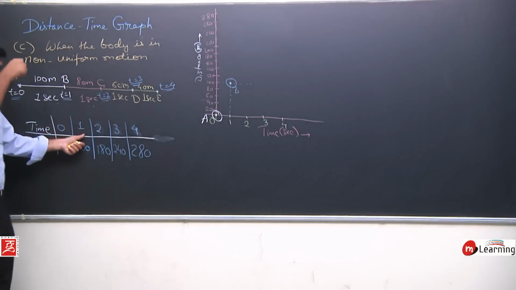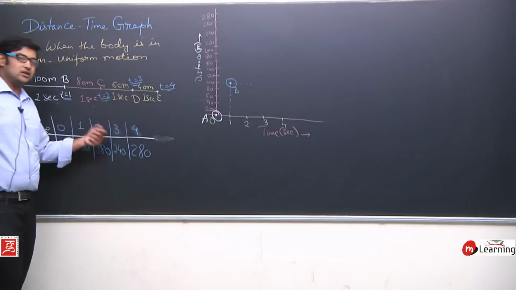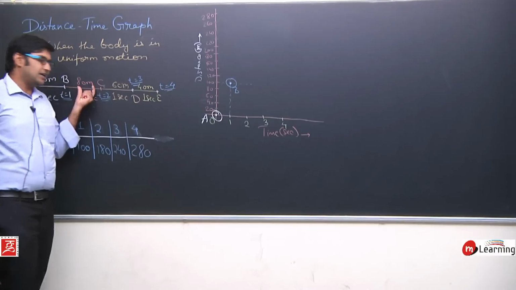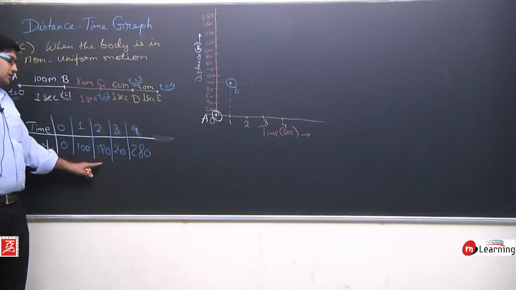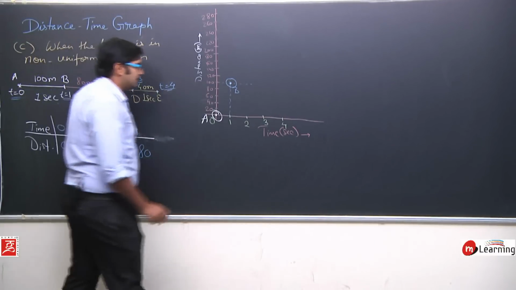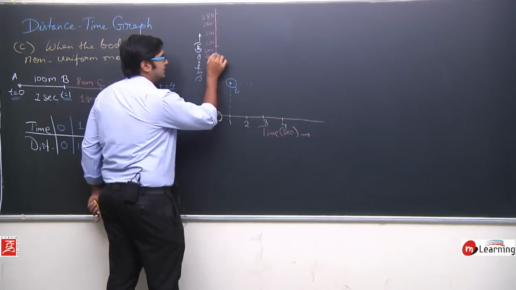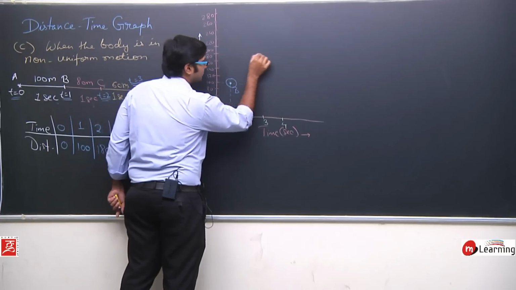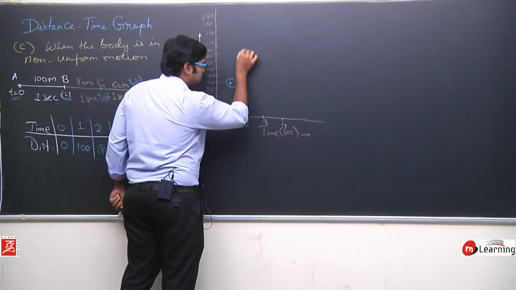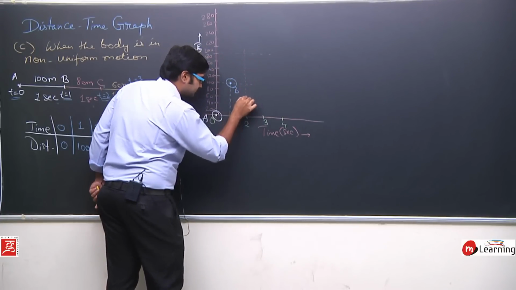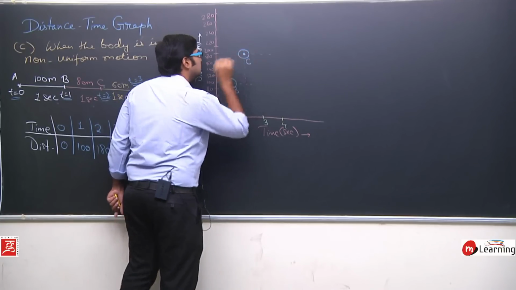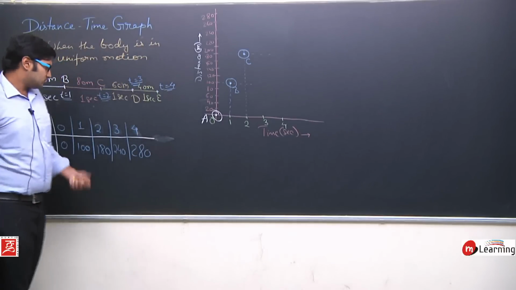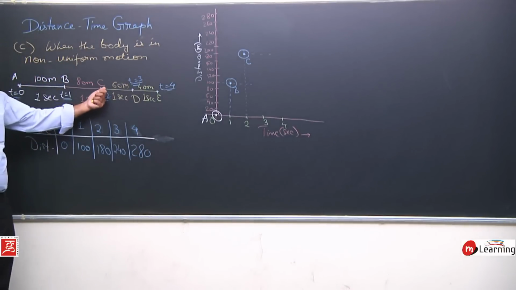Now in the next 1 second the object has travelled 80, that is in 2 seconds the object has travelled 180 meters. So in the 2 seconds I have to plot 180 meters, this is 180 meters and this is the 2 seconds, something like this, and this is the point C. Okay. So after 2 seconds the object is at point C.